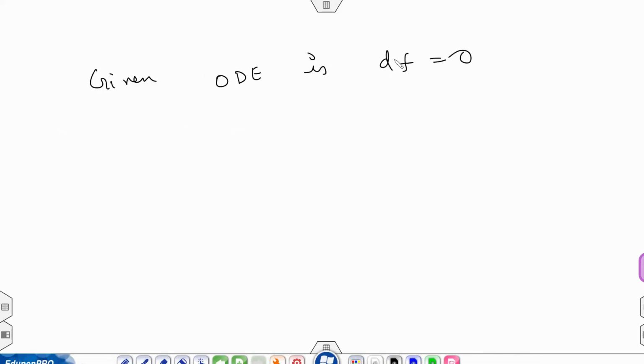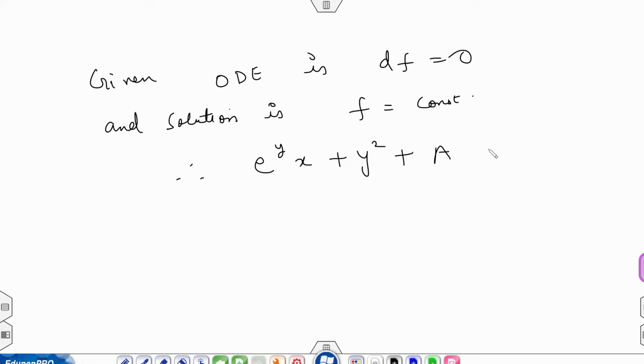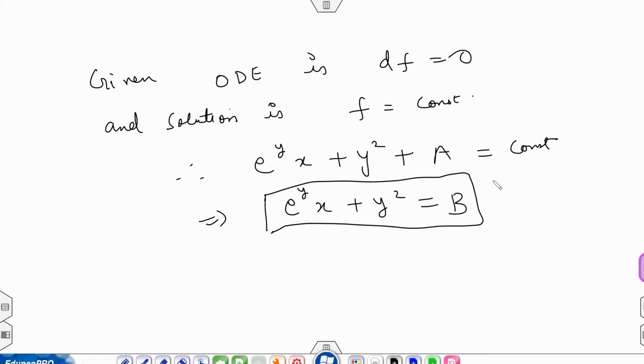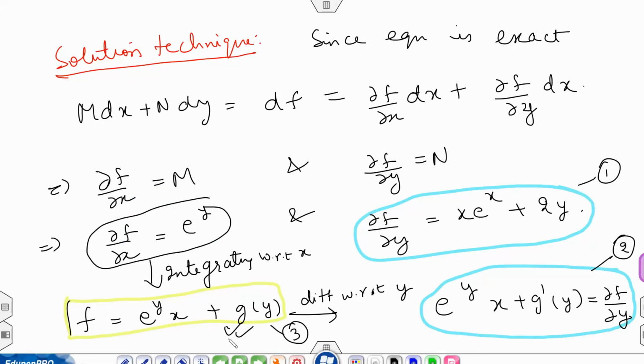You know that this is equal to m dx plus n dy equal to 0. So I write down df is equal to 0, and the solution, as I already discussed, is f equal to some constant. So what I will get is e to the power x plus y square plus a is equal to some constant. You can write this as e to the power y into x plus y square is equal to some constant b by merging these two constants. So this will be the answer for the solution of your given differential equation.